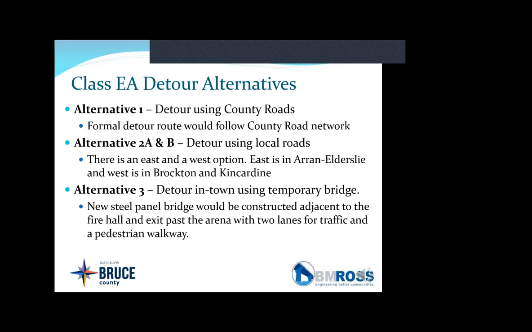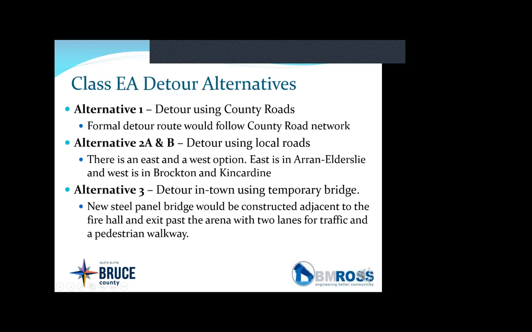As you are likely aware, the county posted 4 detour options on the project website for residents to review and provide their input. The first alternative is a detour that uses only county roads and would extend east out of Paisley before returning to County Road 3 north of the village. Alternatives 2A and 2B would use local roads for the detour. An east and west option has been identified. The east option is located entirely within Erin Elderslie, while the west option is located in the municipalities of Brockton and Kincardine. If the county road detour were selected, it's likely that local residents would use the local detour routes anyway.